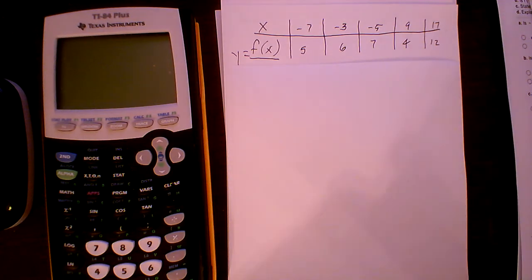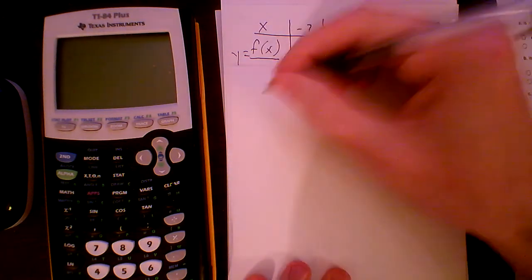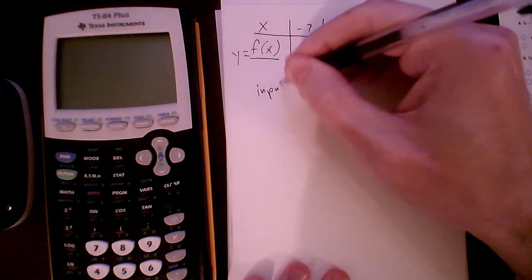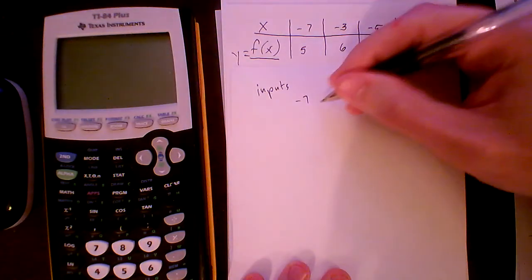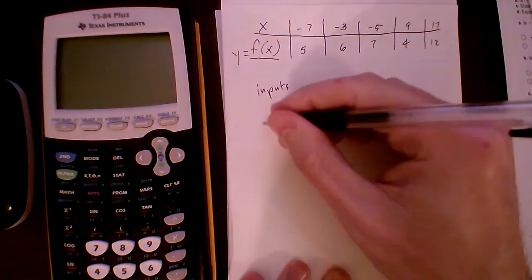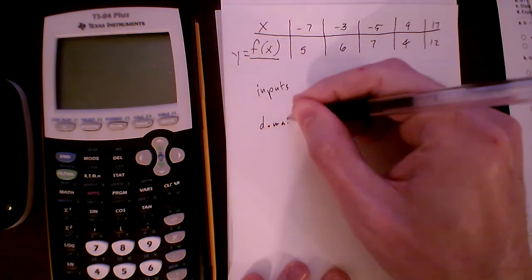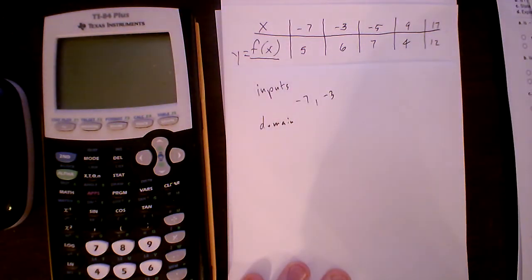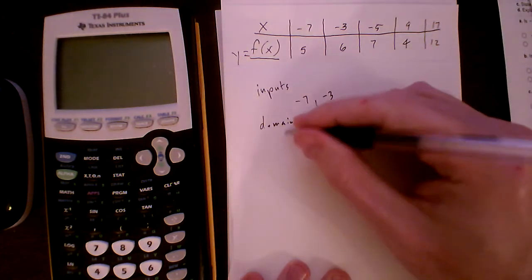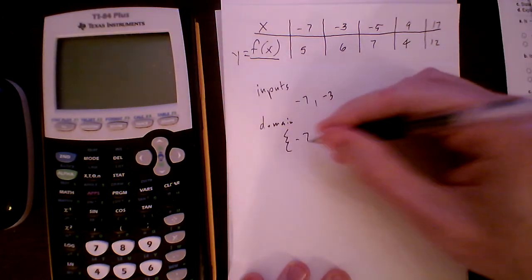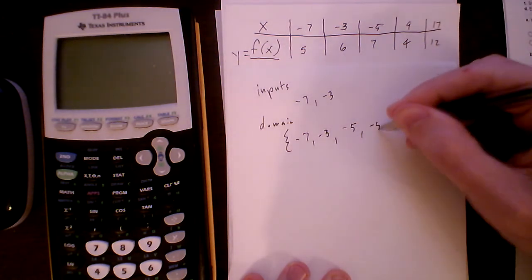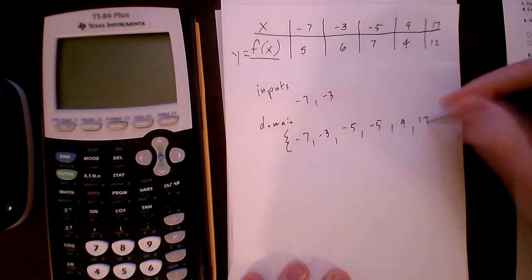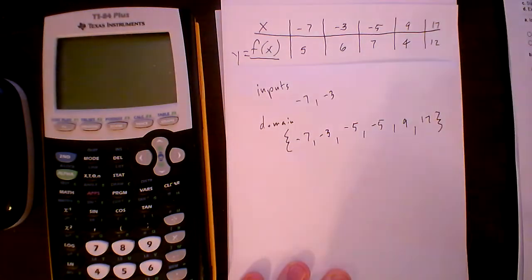If I ask you to list me some inputs for this function, okay, the inputs are just our x values. So we could list them like -7, -3. And in fact, if we wanted to be a little more thorough, we could list all of the inputs and we could get the domain for this function. So if I wanted to list the domain for this, okay, I would just list out those x values, just like we did when the data was presented in ordered pair form. Okay, so that is the domain for this particular function that we're given here.